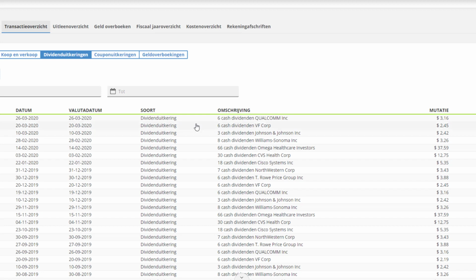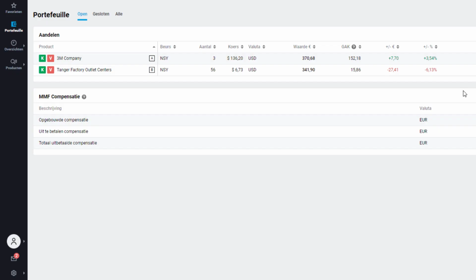We can see here that despite the crash, dividends are still coming in. So I got so far 3 dividends coming in March: Johnson & Johnson, PF Corp and Qualcomm. And Qualcomm actually just raised the dividend. And then my portfolio in the Giro, where I hold 3M and Tanger Factory Outlet Centers. Both are in red, whereas SKT is significantly in red. And naturally that's the one I'm most worried about. I think they still will be paying out dividends and will be increasing them over time.